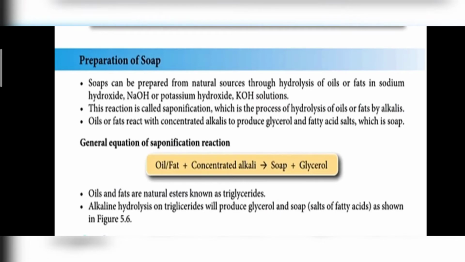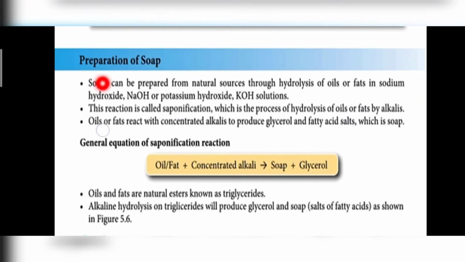Preparation of soap. Soap can be prepared from natural sources through hydrolysis of oil or fats in sodium hydroxide or potassium hydroxide solution. So that's why we can use either sodium hydroxide or potassium hydroxide. This process is called saponification, di mana apa yang berlaku adalah proses menghidrolisis oil ataupun fat by alkali. So itu kita panggil saponification process.